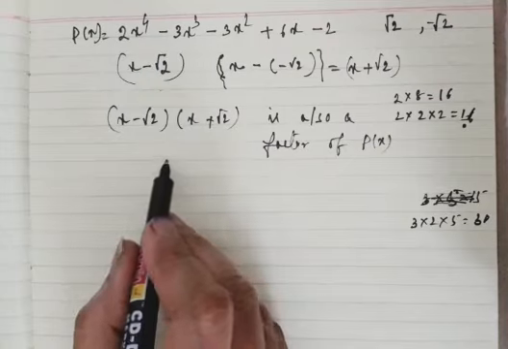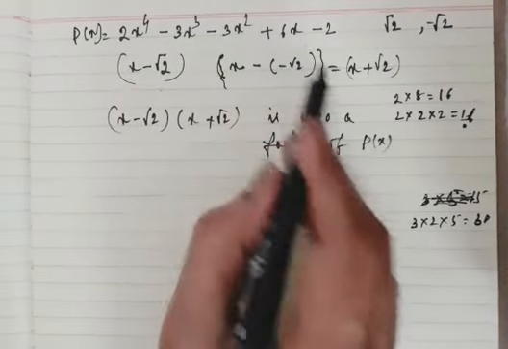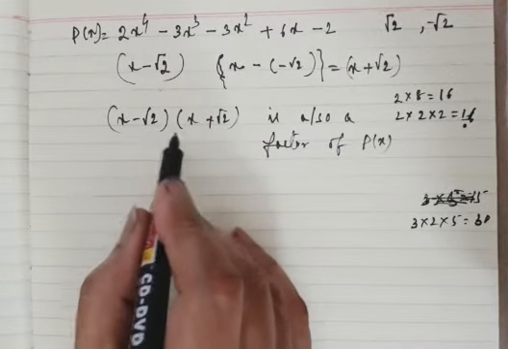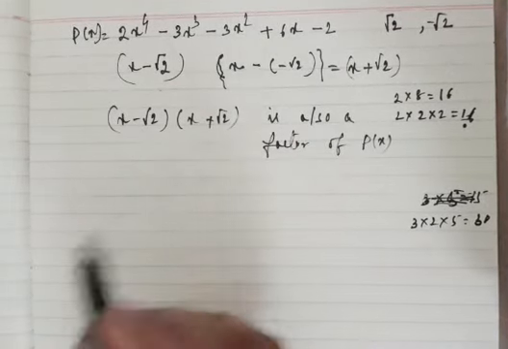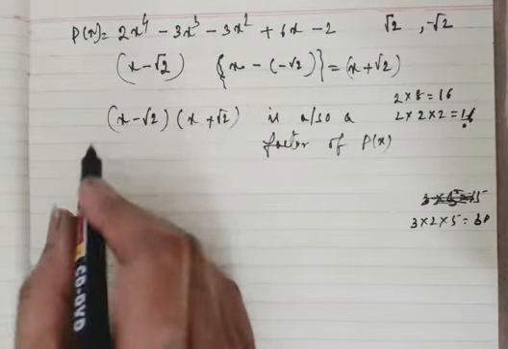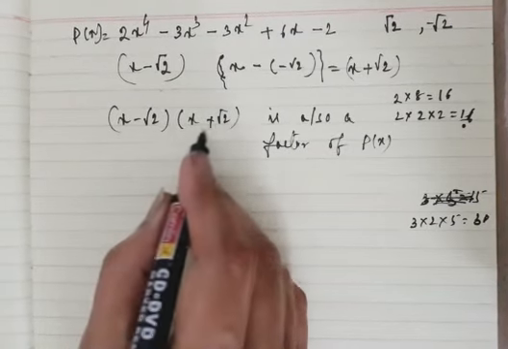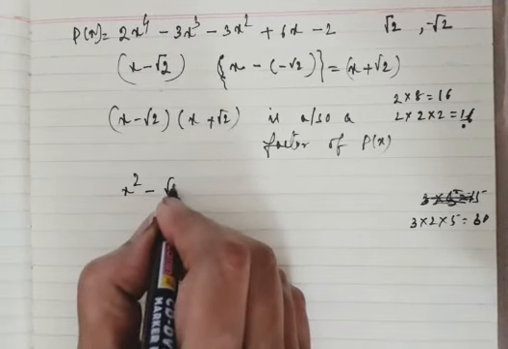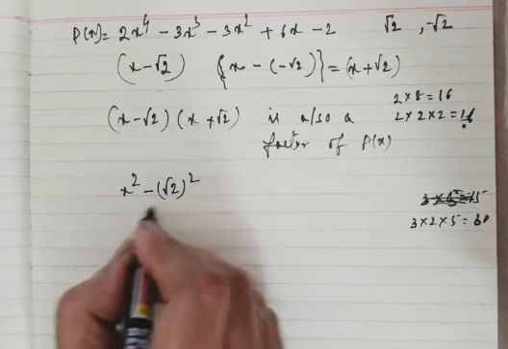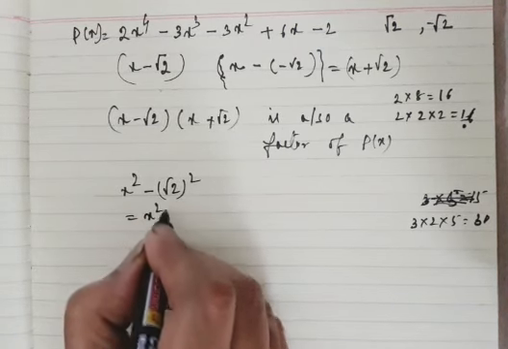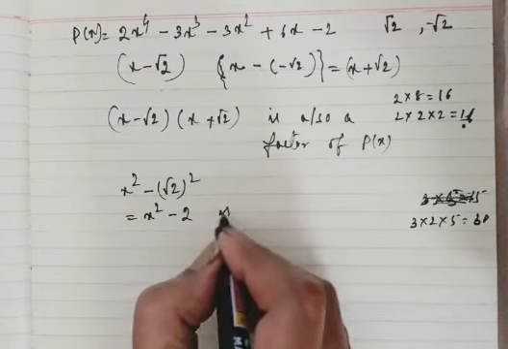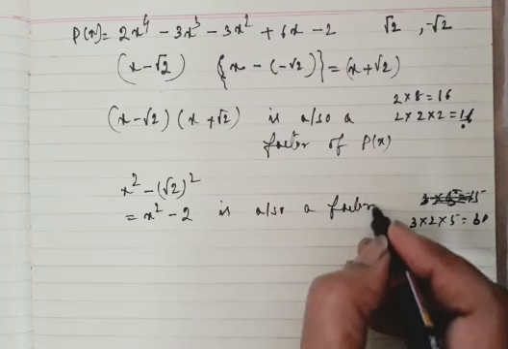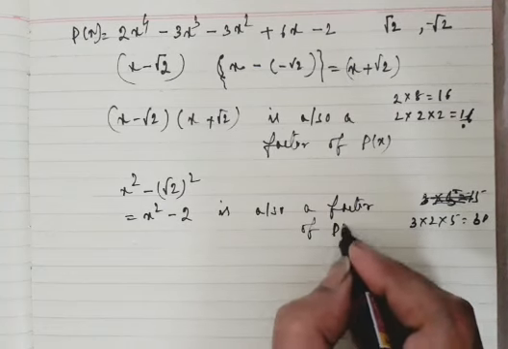Similar here is the case. x minus root 2 is a factor of this, x plus root 2 is a factor of this. Then x minus root 2 whole into x plus root 2 is also a factor of this. But this product is now how much? a minus b whole into a plus b, that is a square minus b square, so that is x square minus root 2 square, that is equal to x square minus 2, is also a factor of p(x).